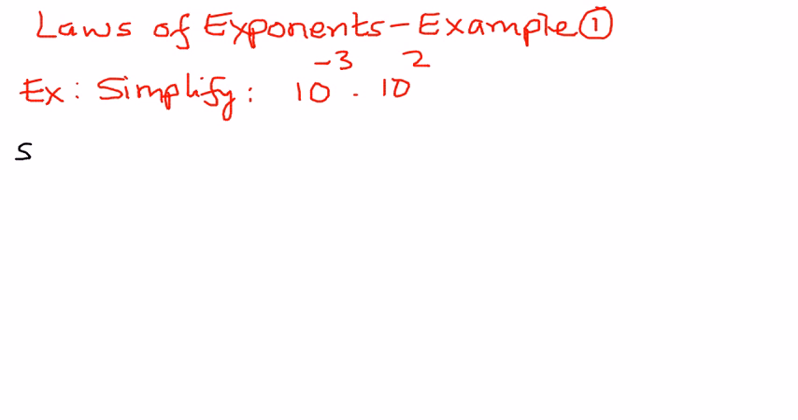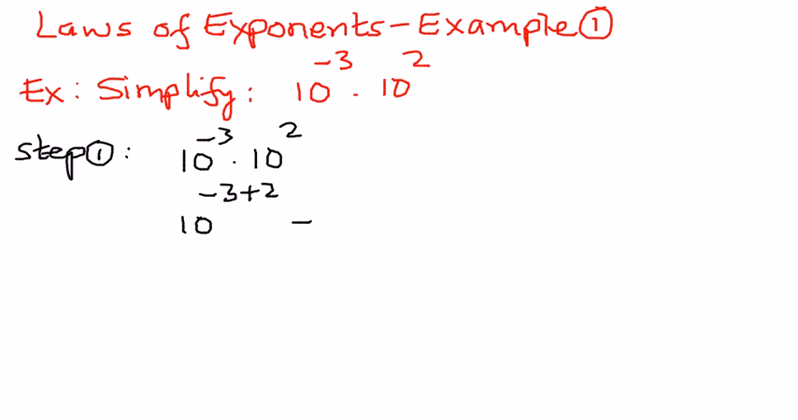So step number 1, we're going to use the product rule, and the product rule is telling us that if the bases are the same, we can write the base once and then we can combine the powers. So 10 to the power of negative 3 times 10 to the power of positive 2. Since the bases are the same, we're going to write the base once and then we'll combine the powers, negative 3 plus 2. So this we can write as 10 to the power of negative 1.